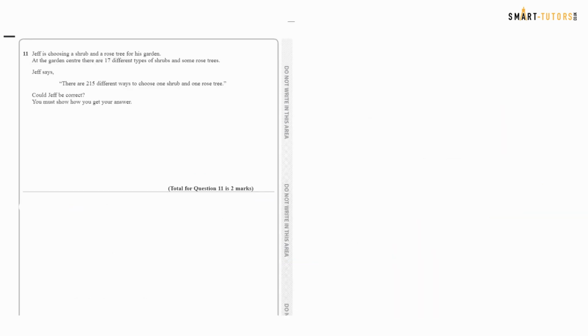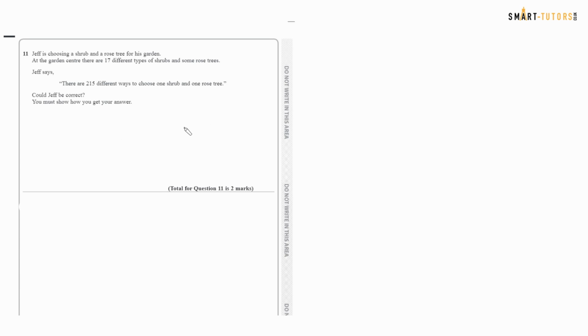Question number 11. Jeff is choosing a shrub and a rose tree for his garden. At the garden center, there are 17 different types of shrubs and some rose trees. Jeff says there are 215 different ways to choose one shrub tree and one rose tree. Could Jeff be correct? You must show how you get your answer. So it's a 2-mark question.